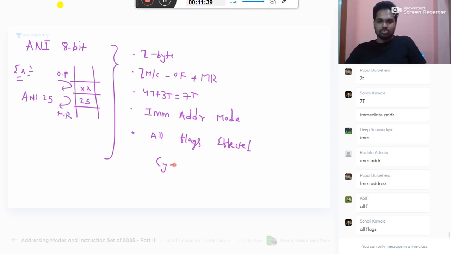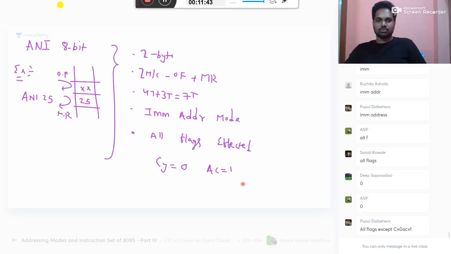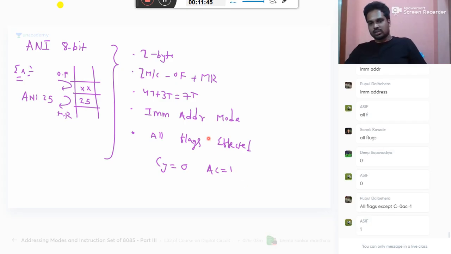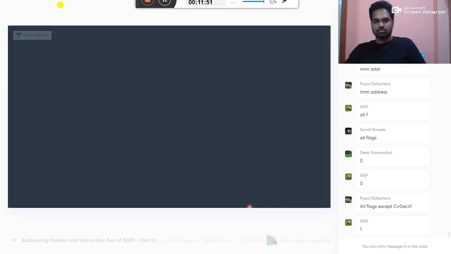Here the accumulator is AND operated with the number 25 directly. Here it is 25 directly. Here it is AND operated with the memory location, that is the HL register pair. So here please listen.